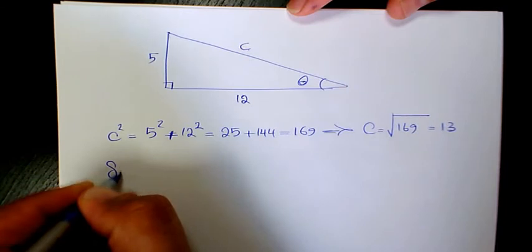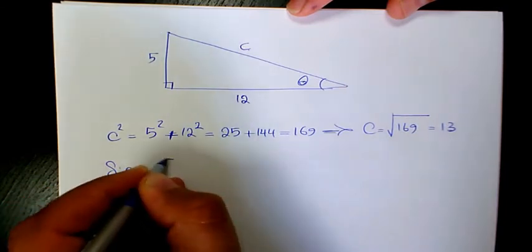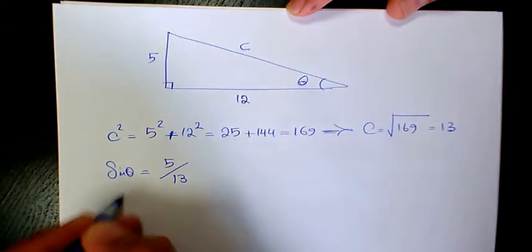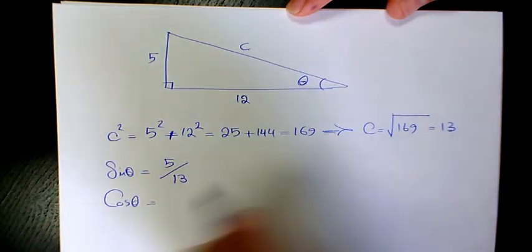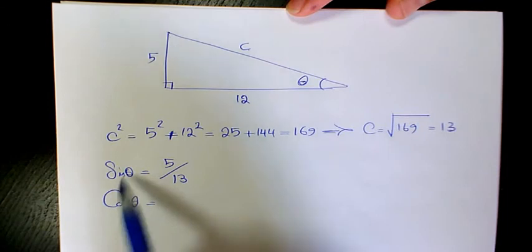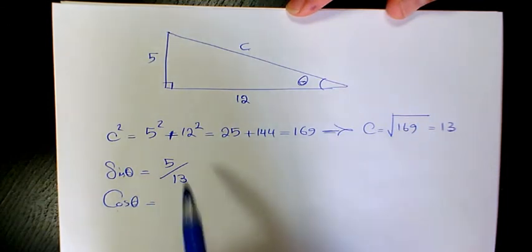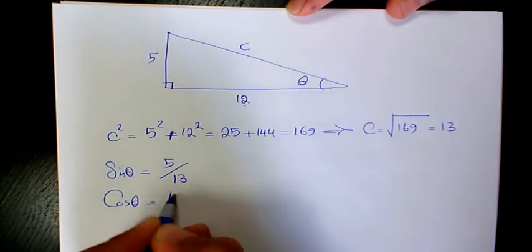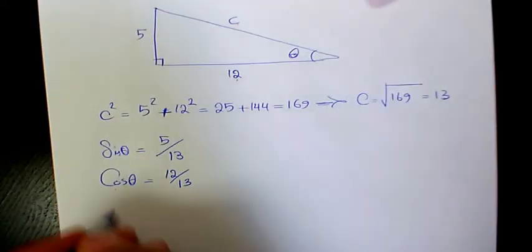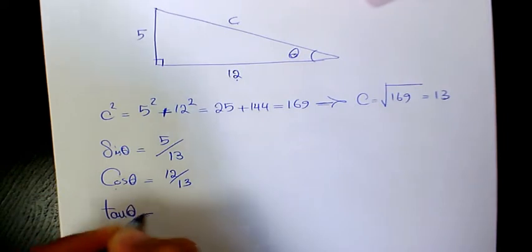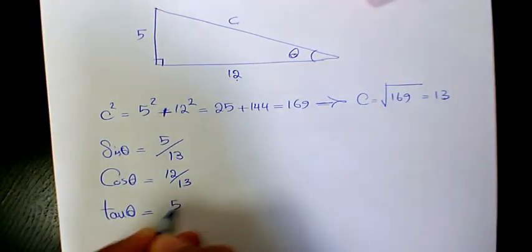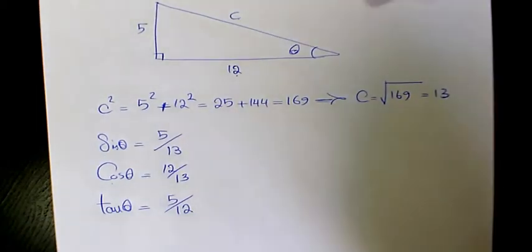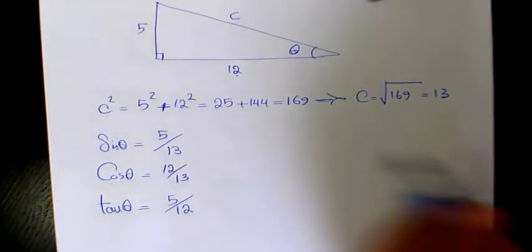So sine theta is opposite over hypotenuse, 5 over 13. Cosine theta is adjacent over hypotenuse. Adjacent is 12, and this one is 13. Tan is toa, opposite over adjacent, 5 over 12. I just keep it as a fraction. I don't write it in decimal.